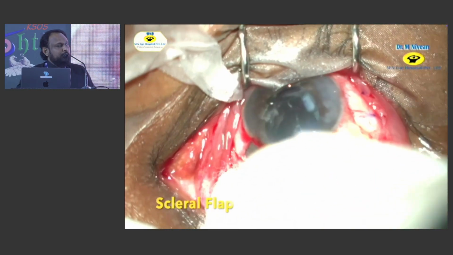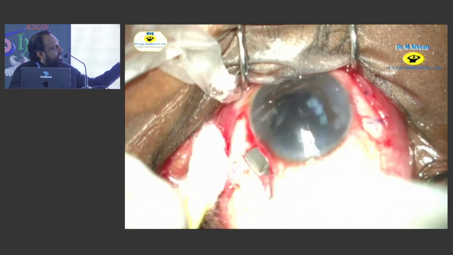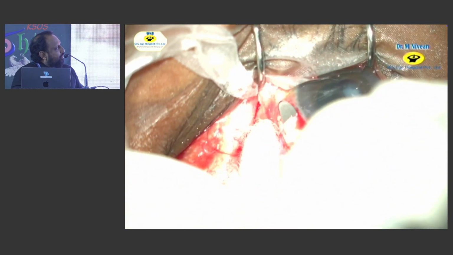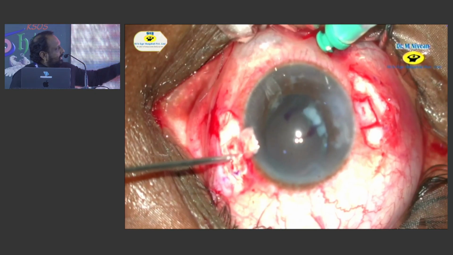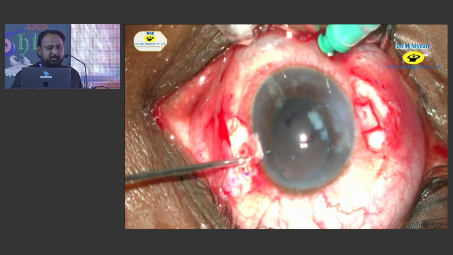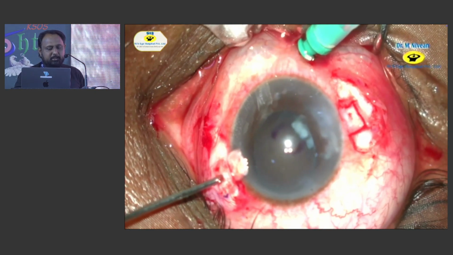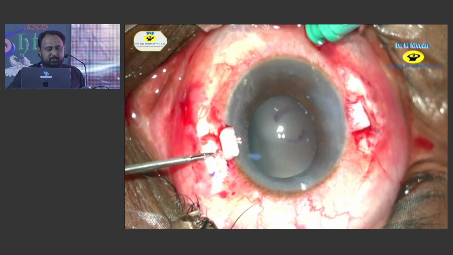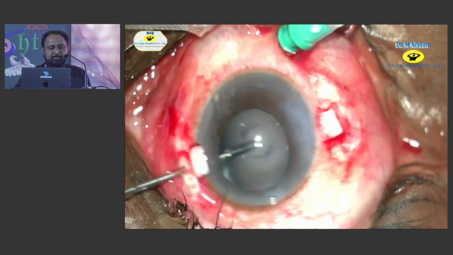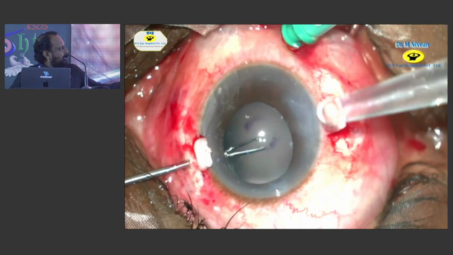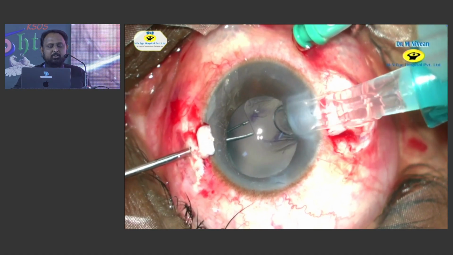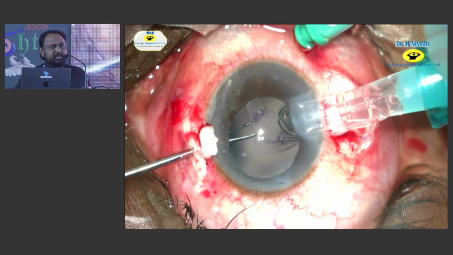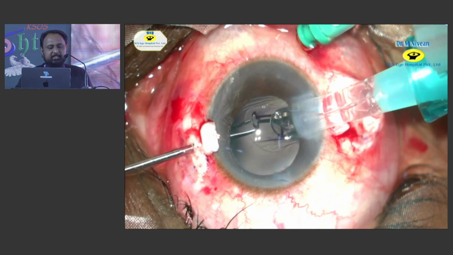For any secondary IOL, as I said, the 180 degree marking is very important. So we make two 2 by 2.5 scleral flaps. Then 1.5 millimeters away from the limbus, we make a 23 gauge sclerostomy. We also have specially designed forceps that come with the lens, with slightly broad teeth, but not sharp. The advantage of this lens is it can be done through a clear corneal incision. So you can use the existing incision or make a fresh incision.